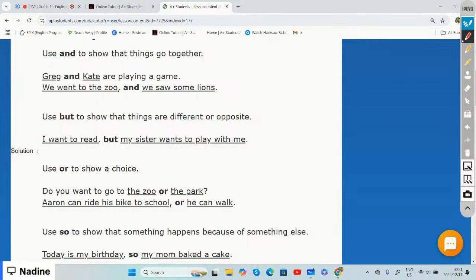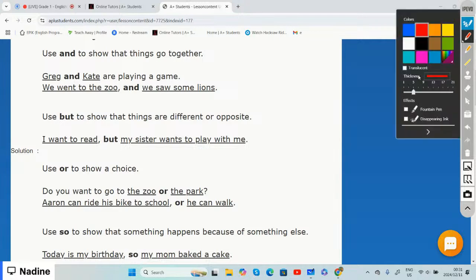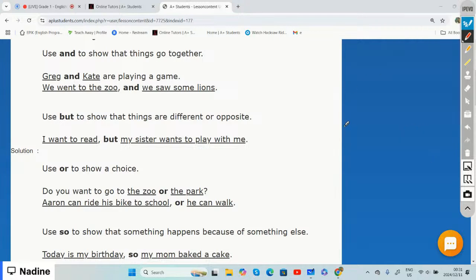All right. And these are the most common conjunctions, which are and, but, or, so.